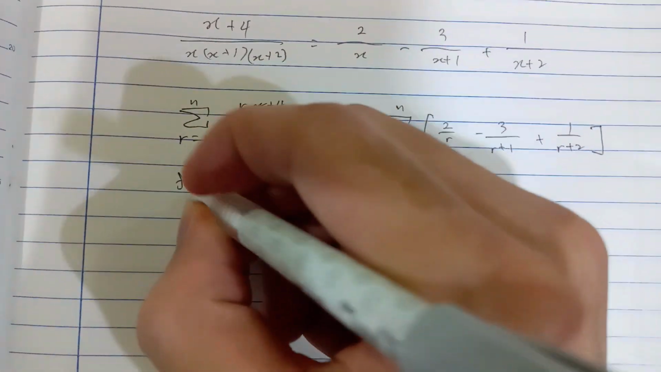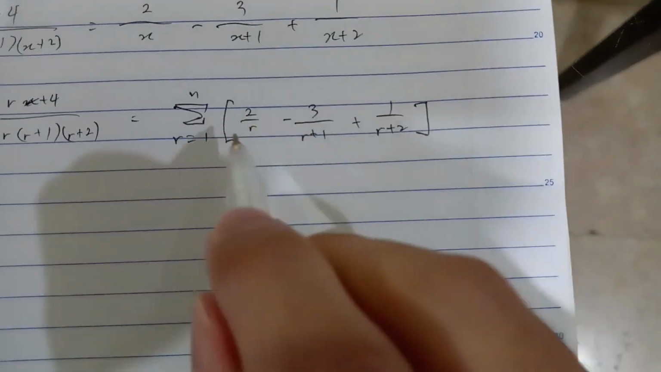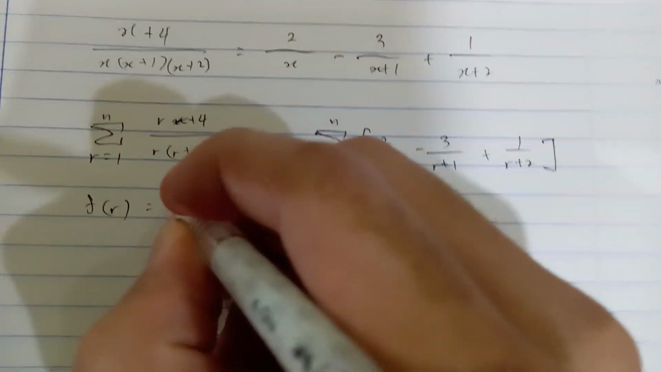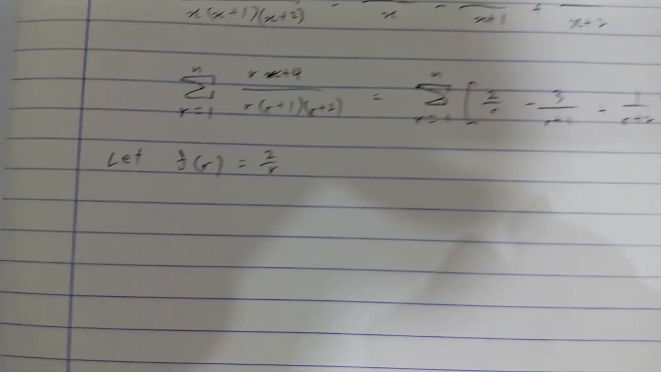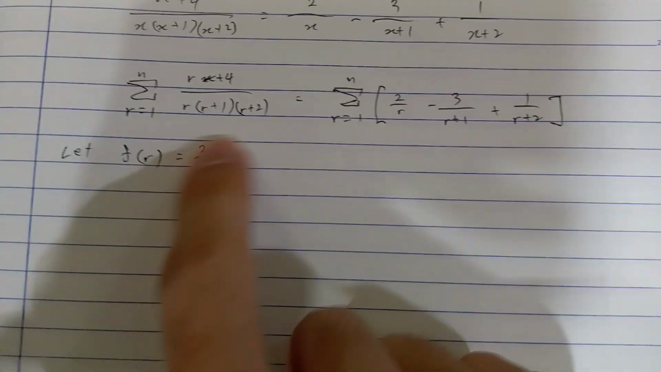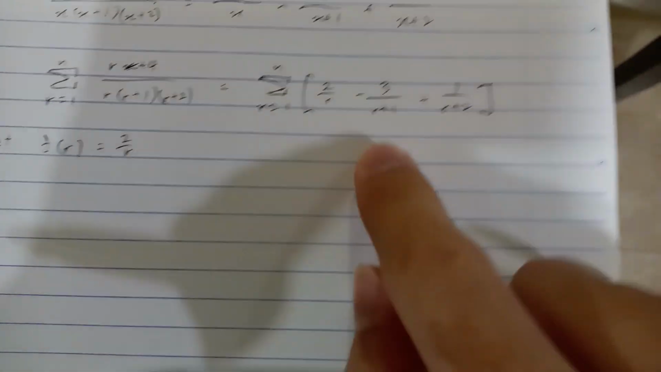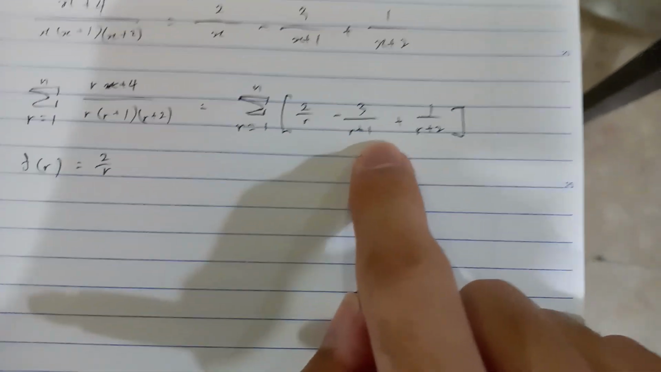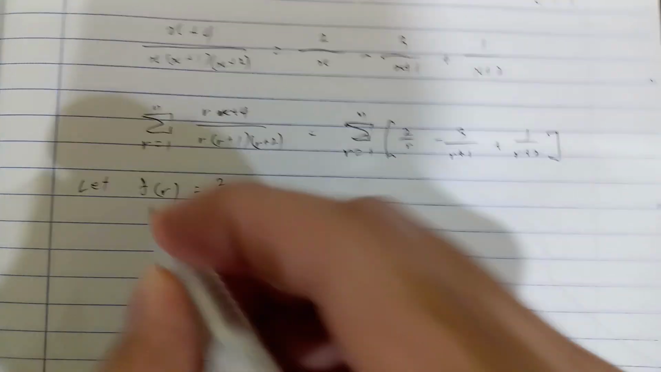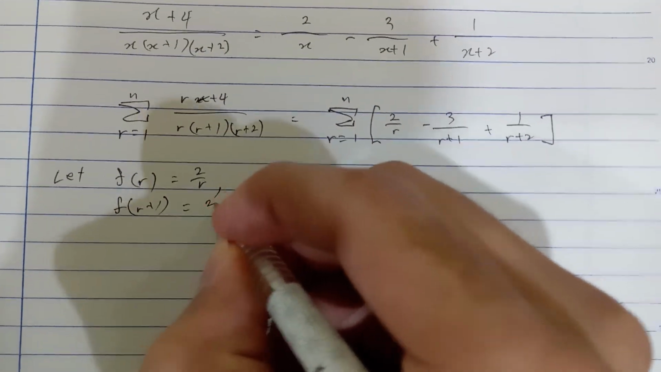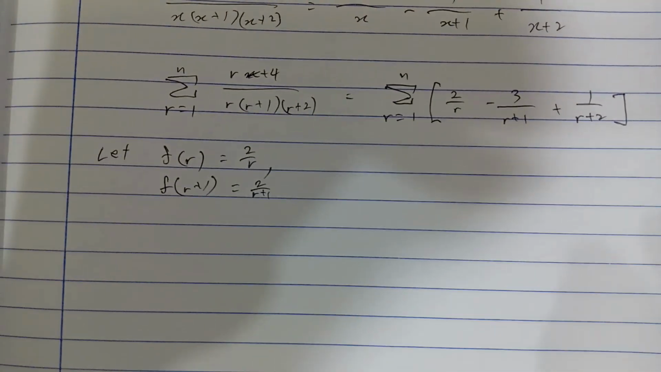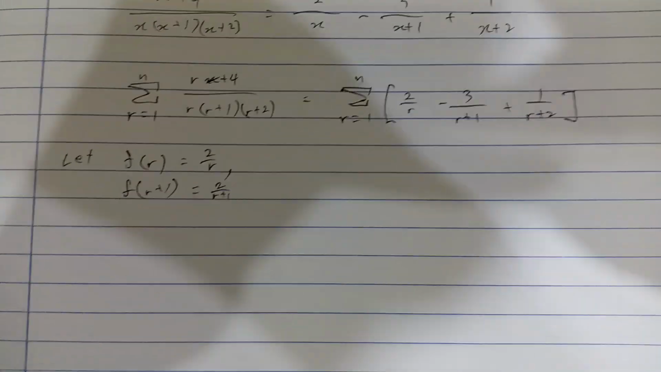So f(r), I'll choose the simplest one here, which is 2 over r. So let f(r) equal 2 over r. Now, how can I change this so that the denominator is the same as this, r plus 1? It'll be plus 1, right? So f(r+1) equals 2 over r plus 1. Just like that. So now I just keep it like this.